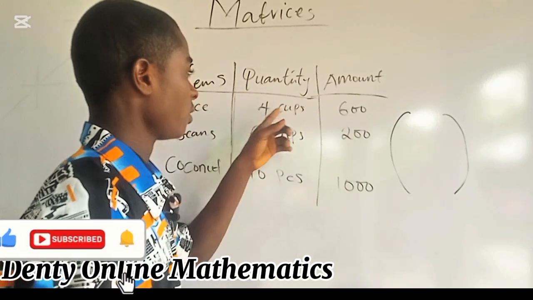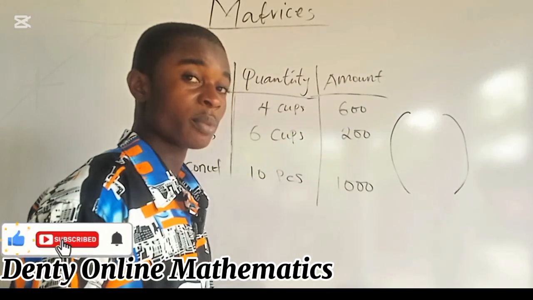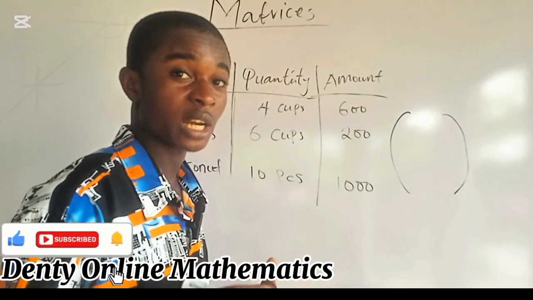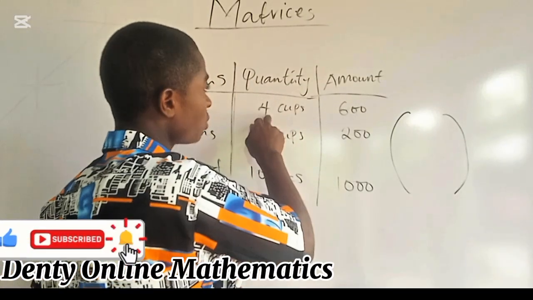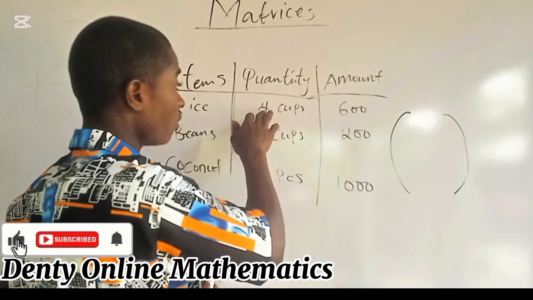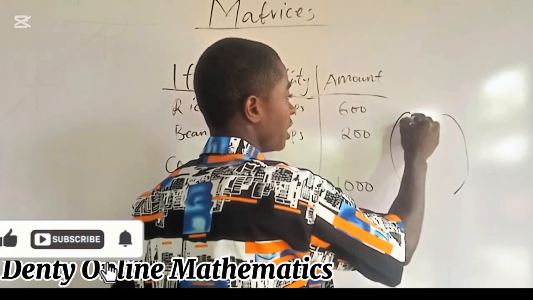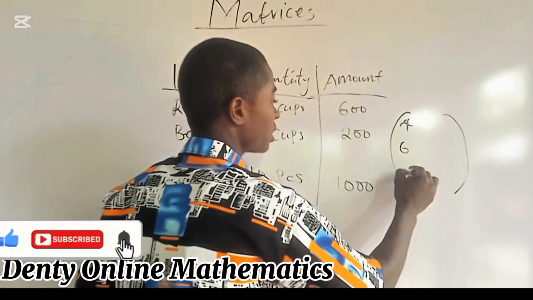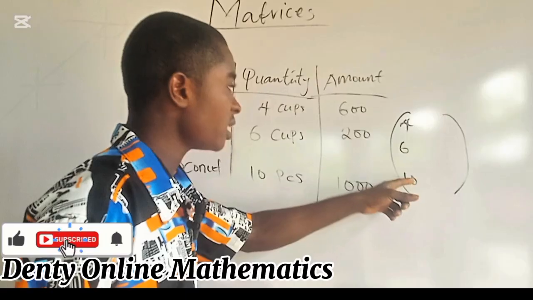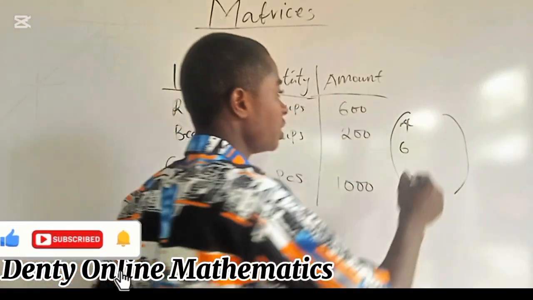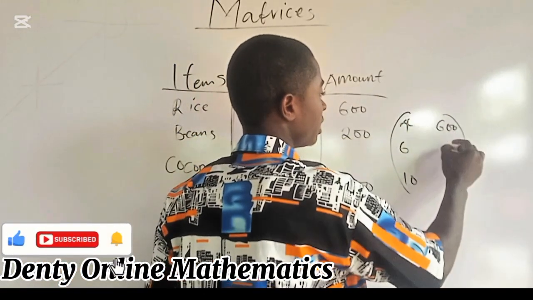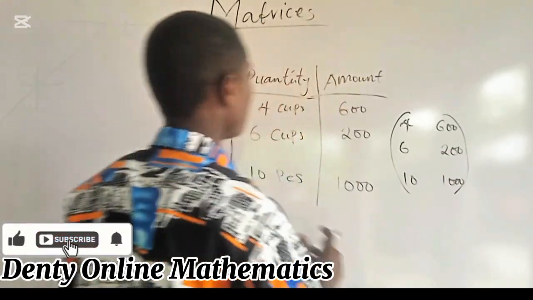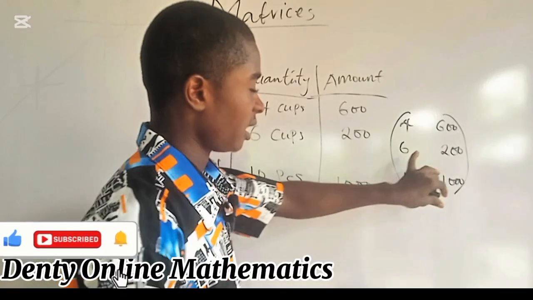Since we have 4 cups of rice, remember we are just representing the numbers, not the statements. We are representing the numbers in rows and columns. So since we have 4 cups of rice, we can put 4 here, 6 cups of beans, 6, 10 pieces of coconuts, 10. And the price, or the amount of each, is 600, 200 and 1000. You can see I've been able to represent this in this format.